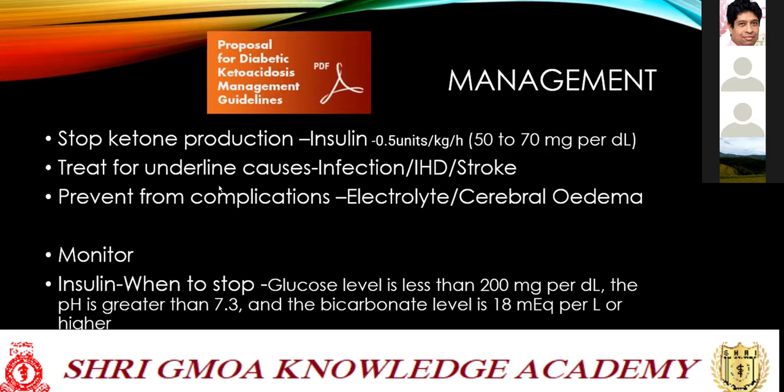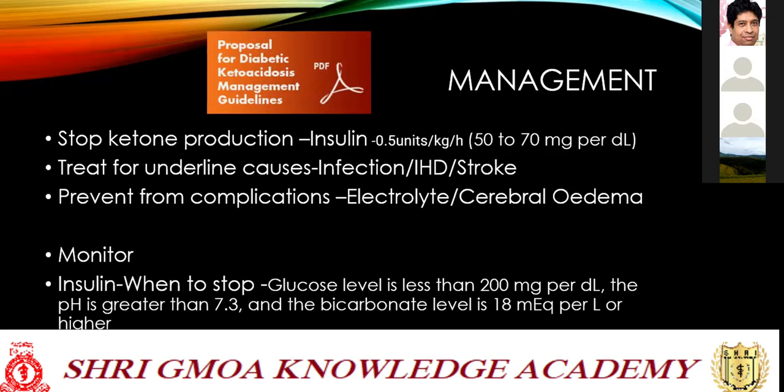Then treat the underlying or precipitating factors. There may be infection. You have to start antibiotics, and do blood cultures and things like that. Then there may be ischemic heart disease, sometimes myocardial infarction. Then you have to treat that as well. Then stroke. Yes, stroke can precipitate diabetic ketoacidosis. Then you have to treat that if the patient presents within the time frame.